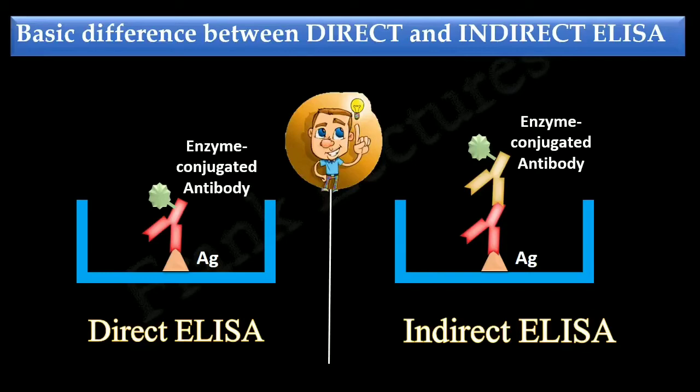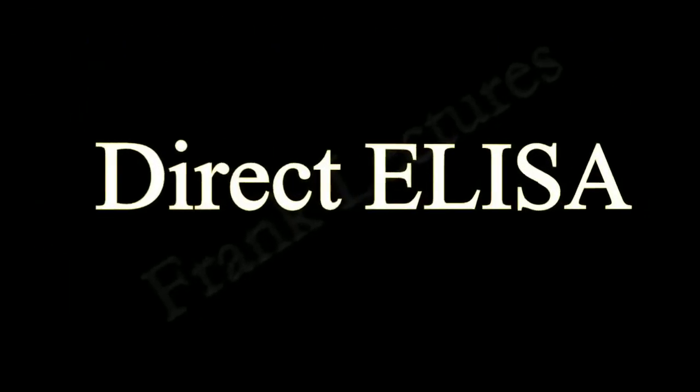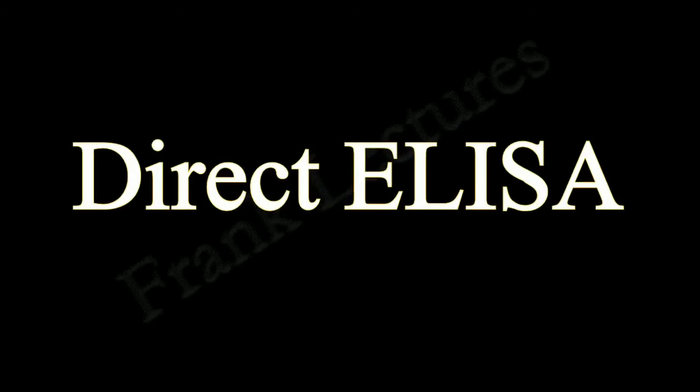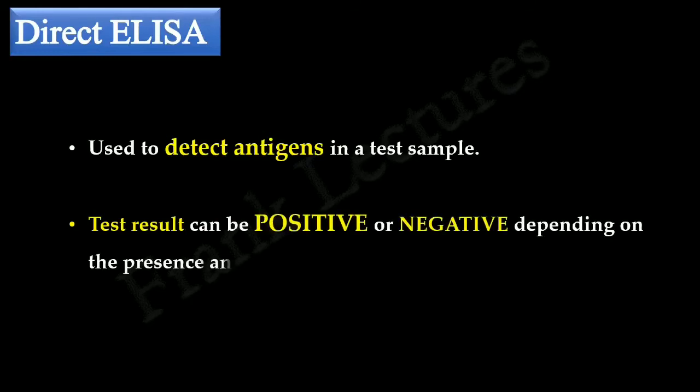Let's now understand the steps involved in direct ELISA. Direct ELISA is used to detect antigens in the test samples. Test result can be positive or negative depending on the presence and absence of the antigen in the test sample.